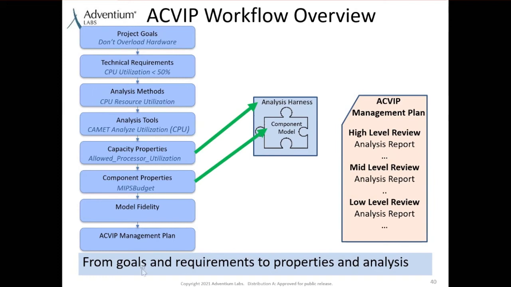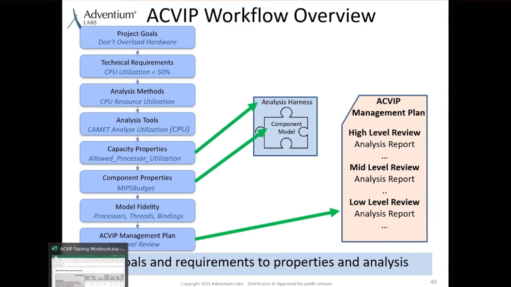So as you can see, as we work through the workflow, we add more and more detail to our model. And at this level, because we want to run this analysis, this really tells us there are certain components, a certain level of fidelity. The model must have these kinds of elements. We must have processors in there. We must have software threads and bindings between them. So when we get to developing our ACVIP management plan and deciding what kinds of analysis we can do at the different reviews, this level of fidelity tells us that this needs to be one of our later reviews because there's quite a bit of detail in the model.